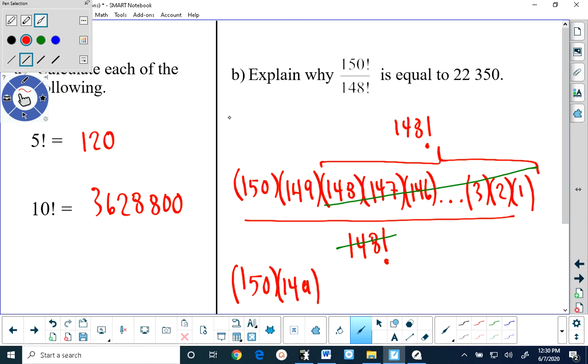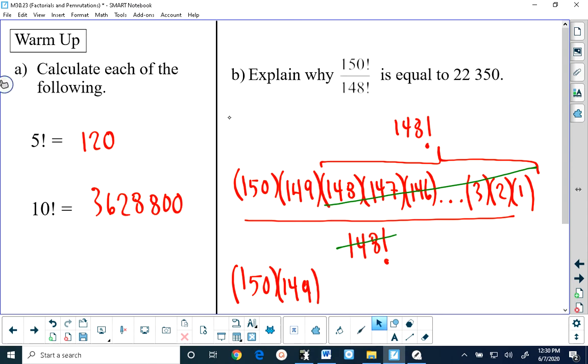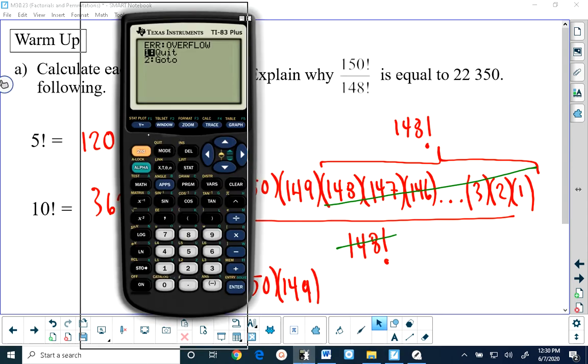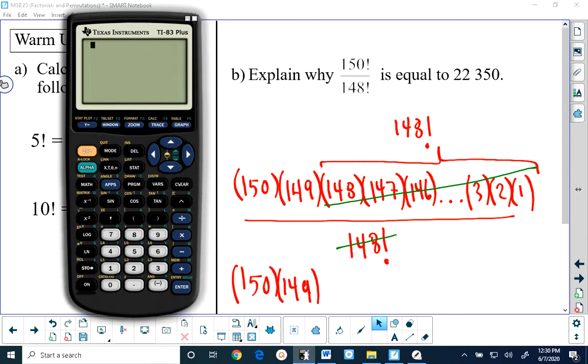And of course, if we calculate 150 multiplied by 149, we get 22,350. So I don't know what you want to write for an explanation here. I don't think you need to write anything. The explanation is, and this is very important to what we're going to be doing today, that the 148 factorial is contained as a factor in the 150 factorial.